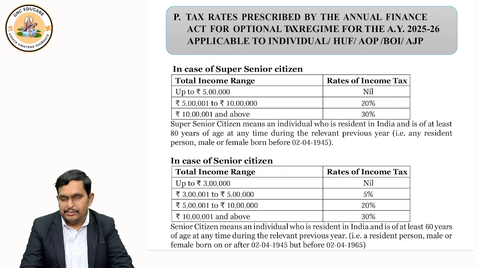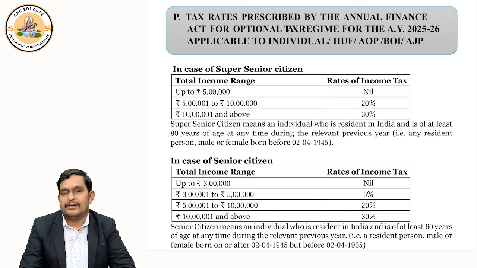Let's see. Up to 5 lakhs rupees income, no tax. 5 lakhs to 10 lakhs, your tax rate will be 20%. Above 10 lakhs, the tax rate will be 30%. So very easy, correct? Up to 5 lakhs, no tax. 5 lakhs to 10 lakhs, 20%. And above 10 lakhs, simple, 30%.